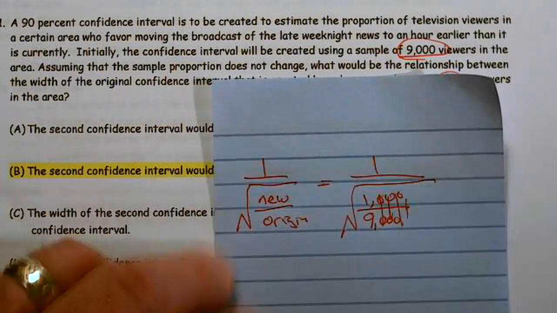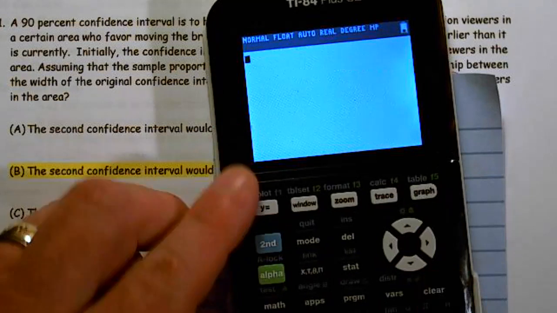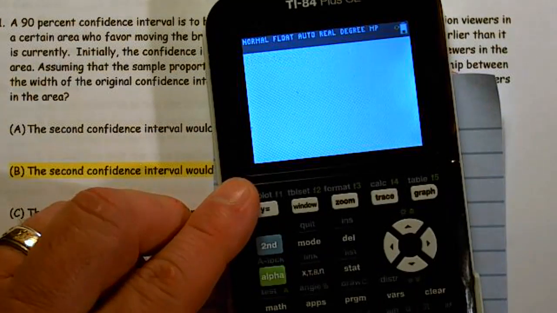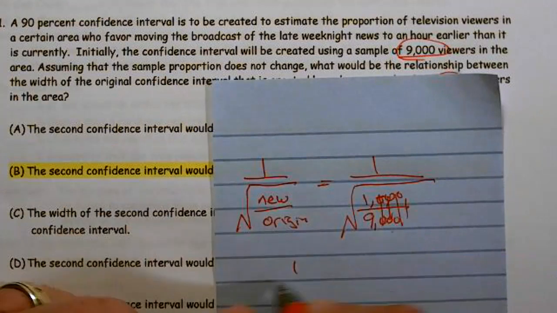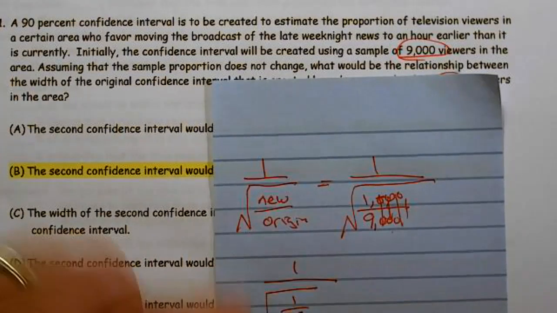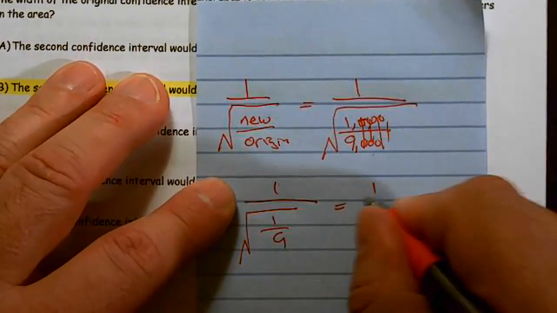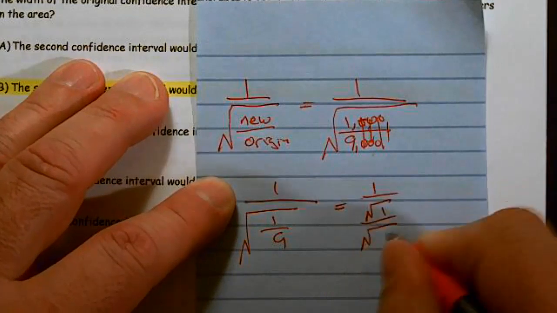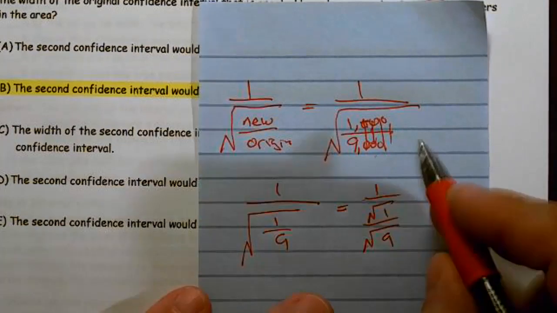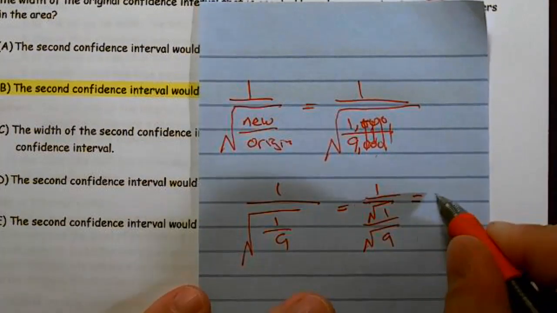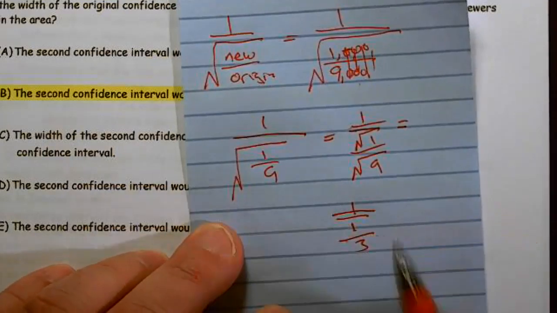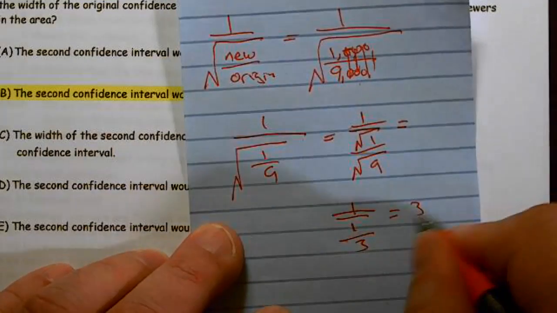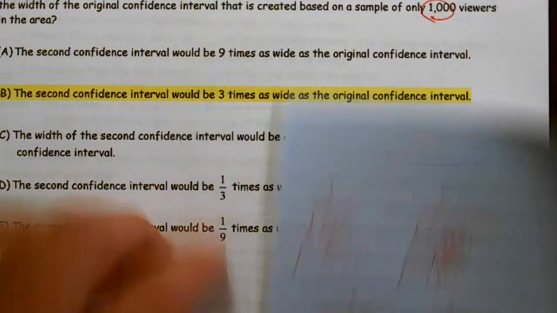Well, my zeros cancel out, and actually I can just go 1,000 divided by 9,000 is 0.11. Actually, let's just leave it as 1/9. Let's leave it 1 over 9. We can do that, which equals 1 over the square root of 1 over the square root of 9. So this would be equal to 1 over 1 divided by 3. Now remember, they flip over the double bar. So 3. So 3 times as wide.